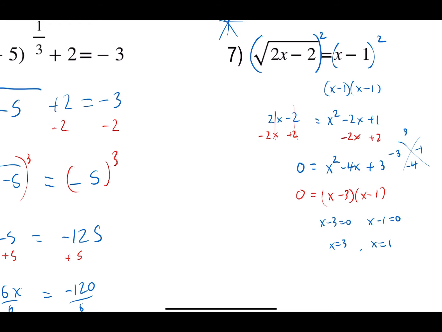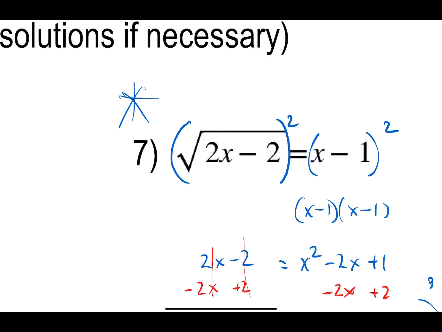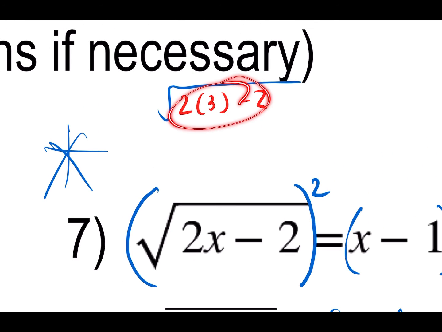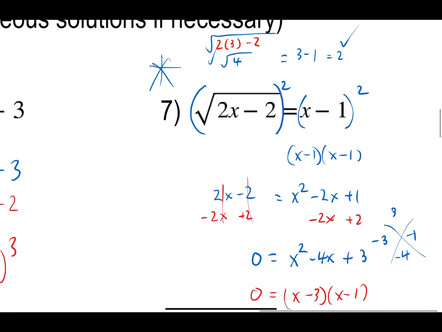So if we plug in 3 to the original equation, make sure it's not negative underneath. So the square root of 2 times 3 minus 2 would leave us with 6 minus 2 or 4. Bingo. Check. Positive underneath. Equals 3 minus 1, which is positive 2. Check. It equals a positive number. 3 is a solution.